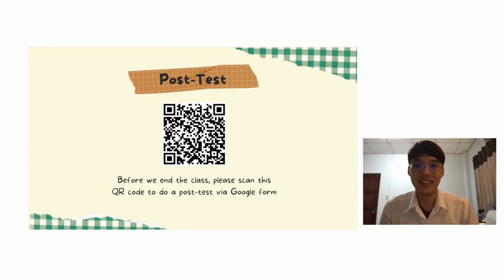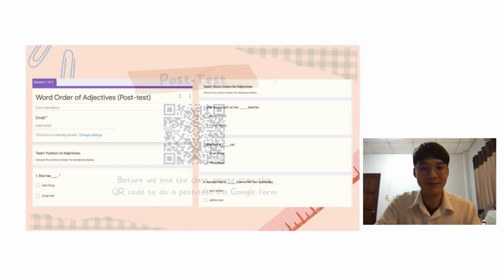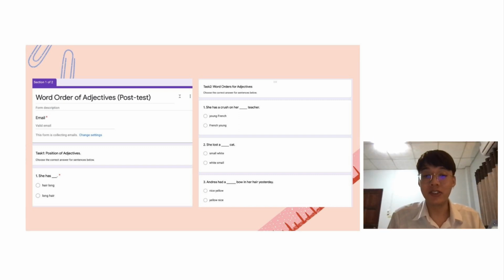Alright, that is the end of our lesson today. Are you ready to do the post-test? I promise you it's not difficult. It's like the one that you did at the beginning of the class with teacher Julie. Well, if you are ready, please scan the QR code to do the post-test via Google Form. As you can see on the screen, the test will be multiple choices. You have to choose the correct answer for the sentence below. If you have any question, please feel free to ask me and teacher Julie.